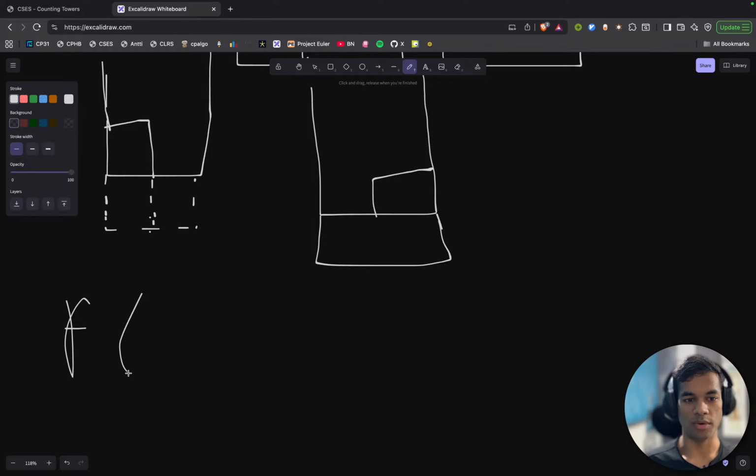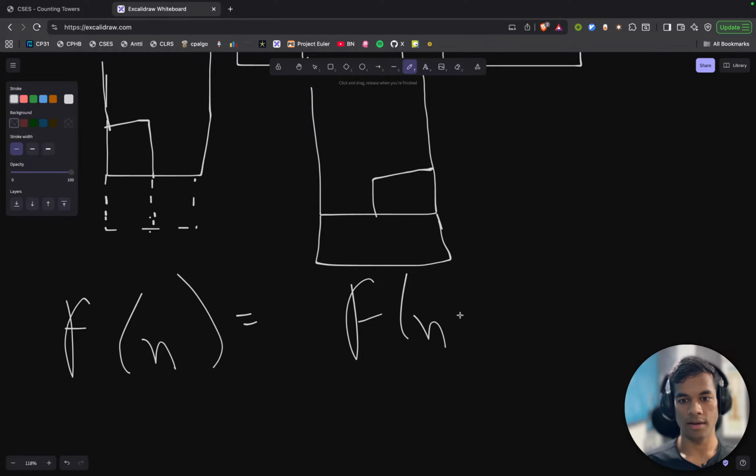This is actually cool. Fn equals Fn-1 into 3.